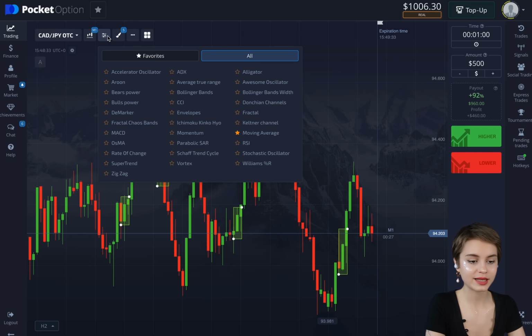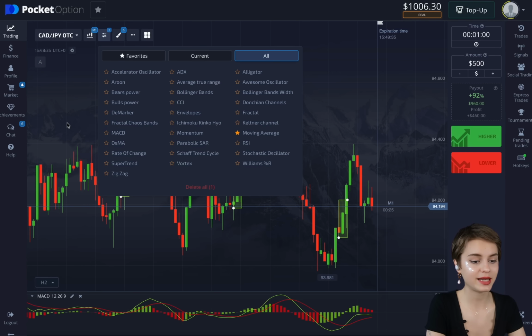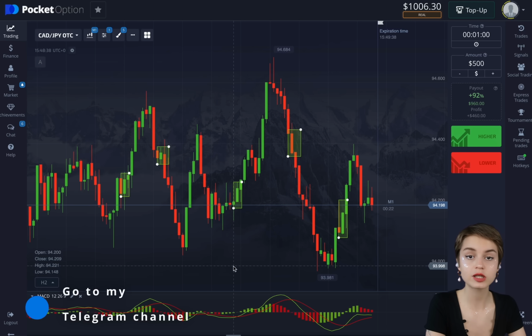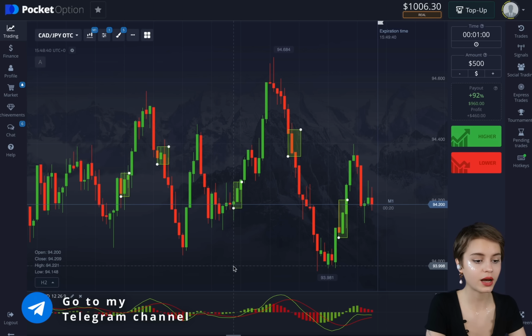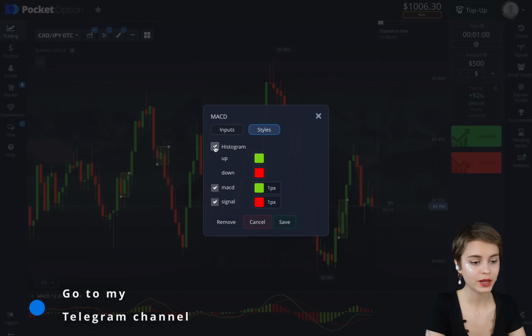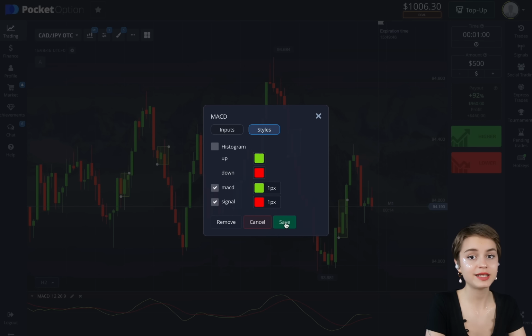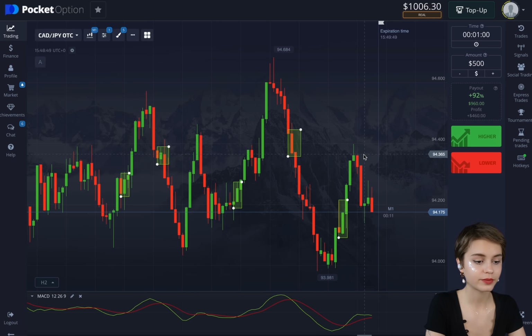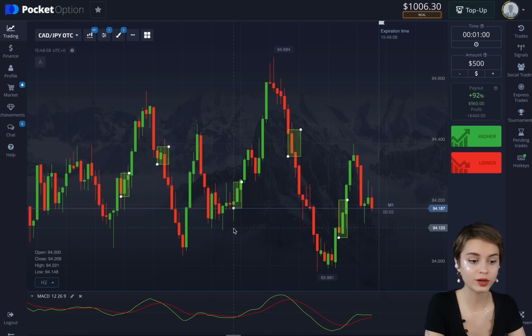Okay, first we go to the left upper panel indicators, click MACD, and today we're trading with basic inputs. The market is pretty good, so we don't have to extra manage it. We only turn off histogram in styles. In total, we have two lines, sometimes intersecting, and our intersections are our signals.